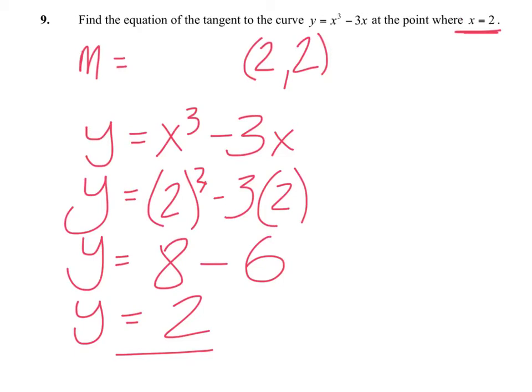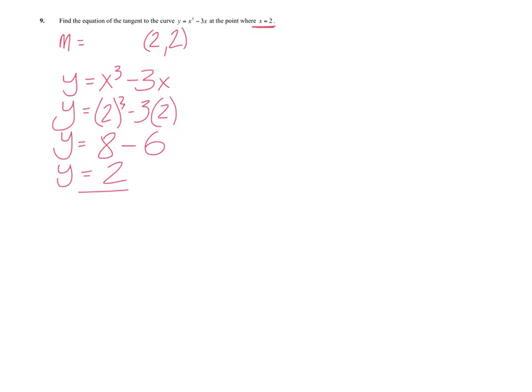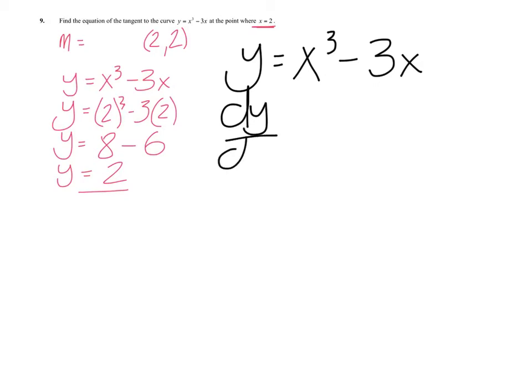What we need now is our gradient. Now, as soon as you mention the word gradient, you should be thinking of differentiating this thing here. So we'll give ourselves a little bit of room to do that. First of all, writing down the original equation again, that's y equals x cubed minus 3x. So differentiating that, we get dy by dx equals 3x squared minus 3.